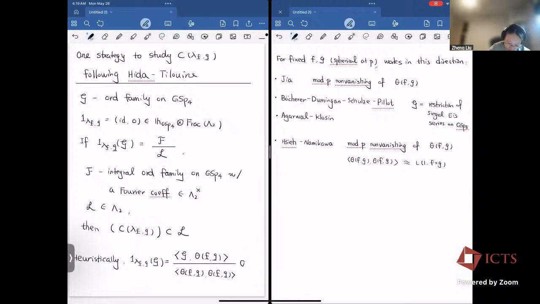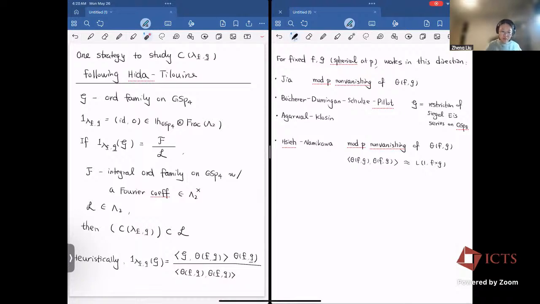And then we have this, or I can put this in the numerator. So basically what we want is to know about the denominator, and also to show that the numerator is a unit. Okay, so this is the previous work.